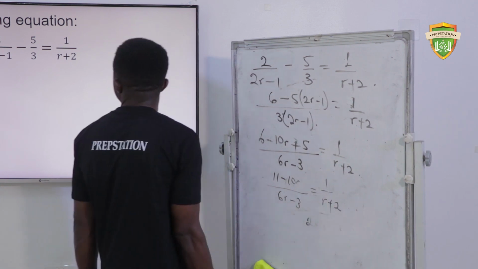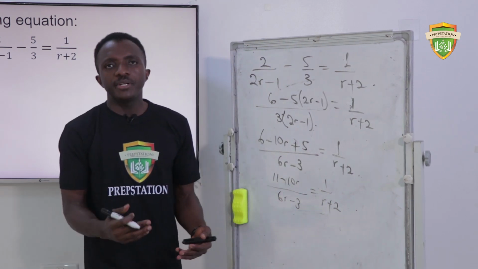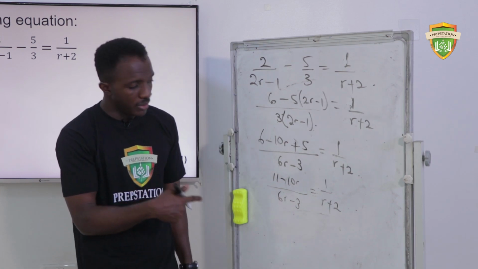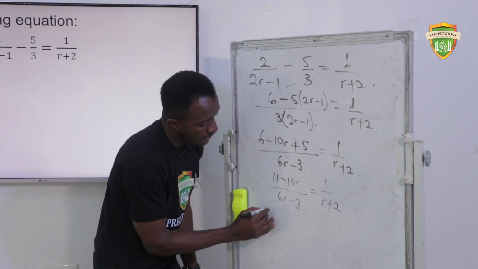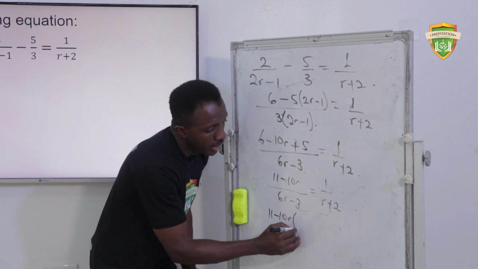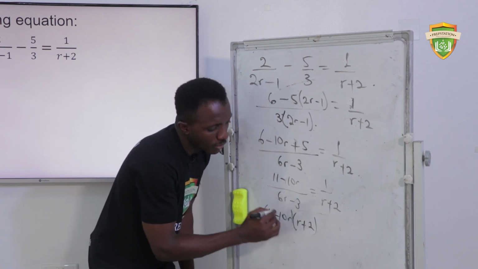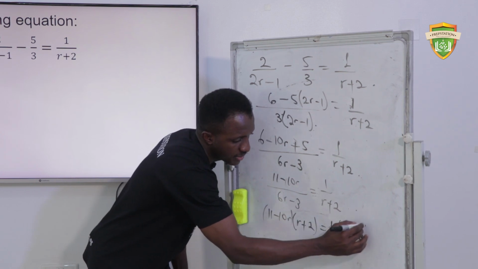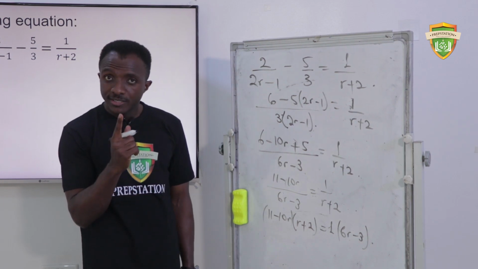Okay, now let's go. Now this is actually a combination of numbers and algebra, as you come to find out. Let's make progress. Now we cross multiply again. We have 11 minus 10r times r plus 2. Let's put both of them in the bracket. 1 times 6r minus 3. Now, are you seeing something from here? It's taking us to a quadratic equation.